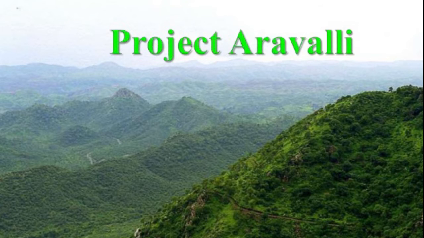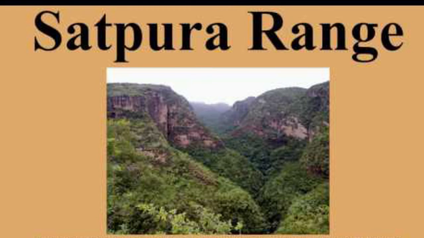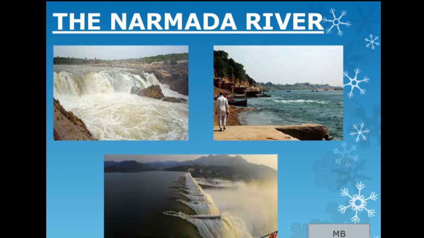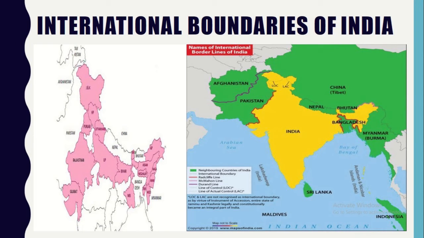Aravalli Hills, one of the oldest ranges of the world, border it on the northwest side. The Vindhya and the Satpuras are the important ranges. The rivers Narmada and Tapi flow through these ranges. These are west flowing rivers that drain to the Arabian Sea. The Western Ghats or Sahyadris border the plateau in the west and the Eastern Ghats provide the eastern boundary.